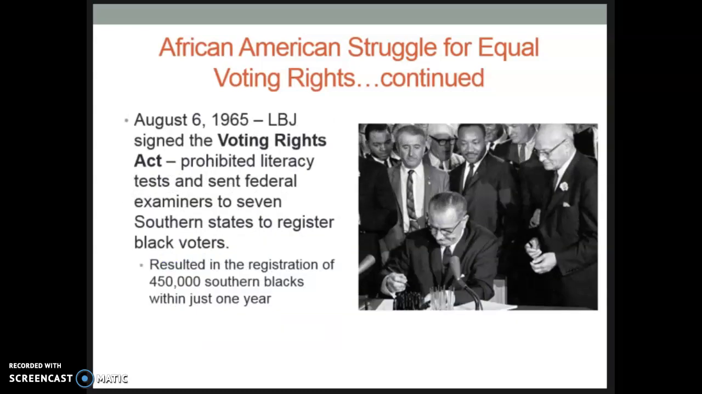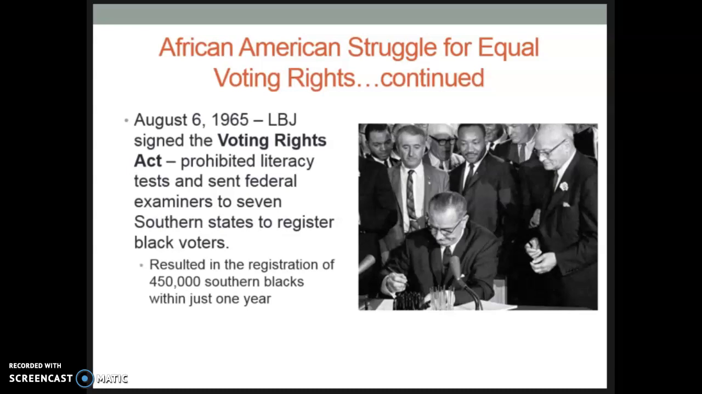In August of the same year, the president, LBJ Johnson, signed the Voting Rights Act. This prohibited literacy tests and sent federal examiners to 7 southern states to register black voters. This resulted in the registration of 450,000 southern blacks within just 1 year. So it drastically increased the number of African Americans who were able to vote in those southern states that had legal restrictions on their registration prior to this.